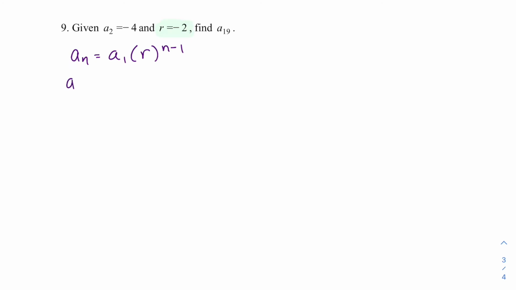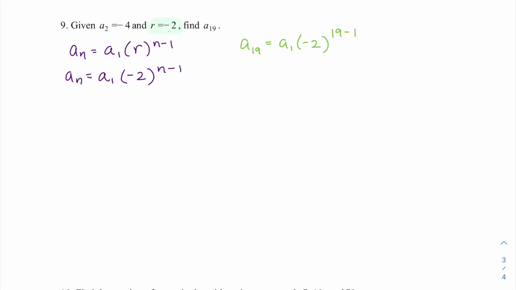Okay, let me plug r in because that's already given to me, right? If I'm not sure what to do next, I take a look at what it's asking me to do. It's asking me to find the 19th term, so I would plug 19 in for n. Now it can clearly be seen that to find the 19th term, I'm going to need A1. So I need to go back to the information I'm given and figure out if I can get A1 from that. And I actually have two options here to find A1, right?